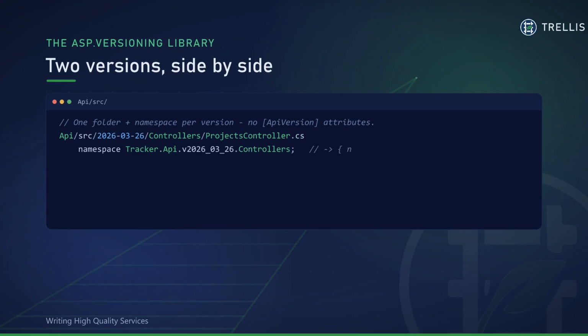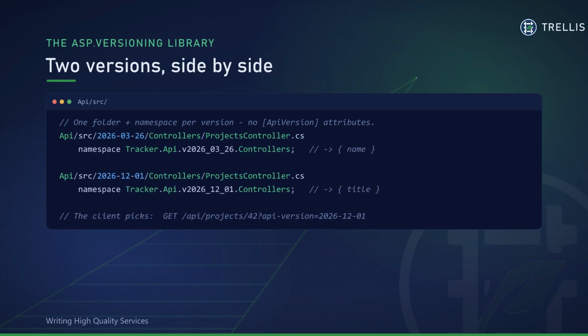API versioning here comes from a dedicated open-source library, the ASP.NET API Versioning library by Chris Martinez. It's a .NET Foundation project, the Asp.Versioning packages on NuGet, and it isn't part of ASP.NET Core, and it isn't Trellis. It supports several strategies: by attribute, by URL segment, by query, or by header. The Trellis template picks the cleanest one, versioning by namespace.